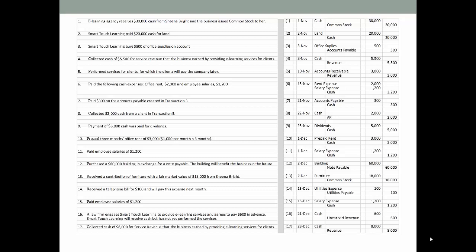Next, we're going to collect cash of $8,000 for service revenue that the business earned by providing services for clients. So cash and revenue are involved. Cash is increasing or debiting for $8,000, and revenue is increasing or credited for $8,000.